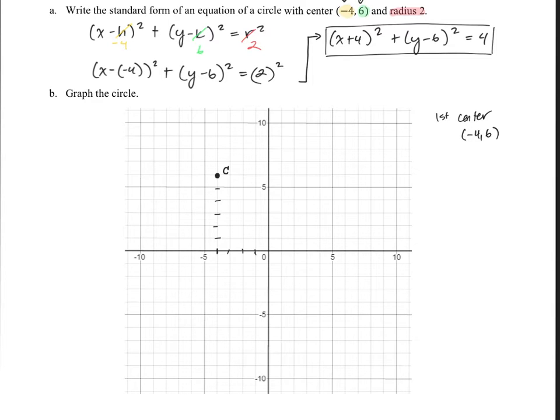Now, we need to find the rest of the circle, so the points on the outside. How do we find that? Well, let's use our radius. So remember, our radius is not 4. It's the square root of that, which was 2, which we were given previously. So r is 2. What I like to do is I like to just use sort of the compass directions, right? Go up 2, 1, 2.